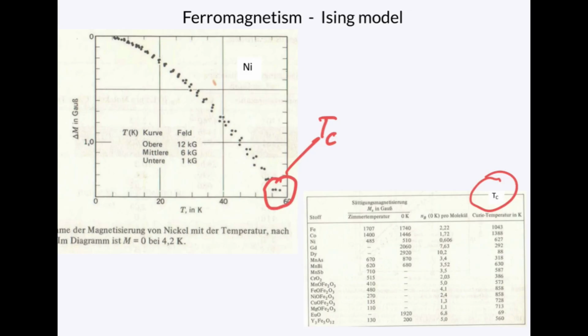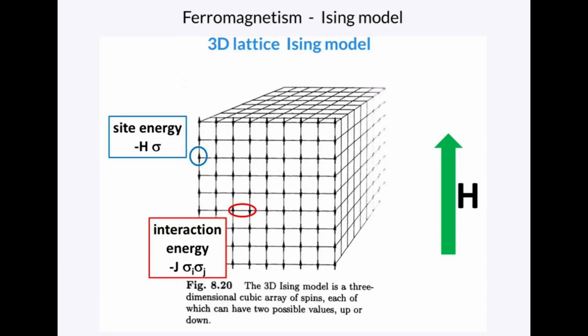The model to describe those observations is that the magnetic moments in ferromagnetic materials interact with each other such that if you switch off the external magnetic field, the orientation of the magnetic moments stays. Let's make up such a model. The model we make up is the so-called 3D lattice Ising model.